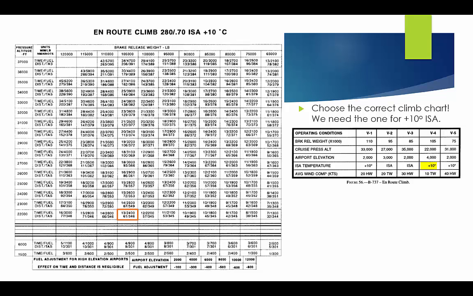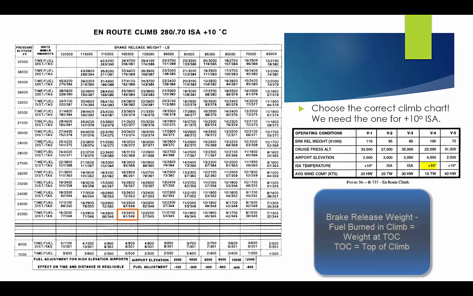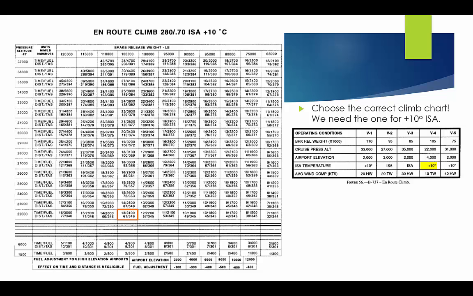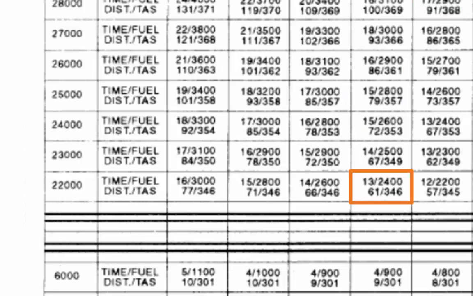We've got our brake release weight, and we just need to determine how many 1,000 pounds of fuel it uses in its climb. Take that number, subtract it from our brake release weight, and we will be able to find the aircraft's weight at the top of climb. Let's continue on and do that. So from here, we see that the airplane has burned 2,400 pounds in its climb.